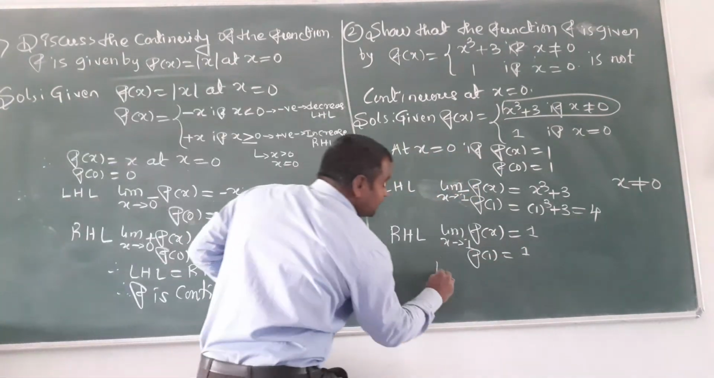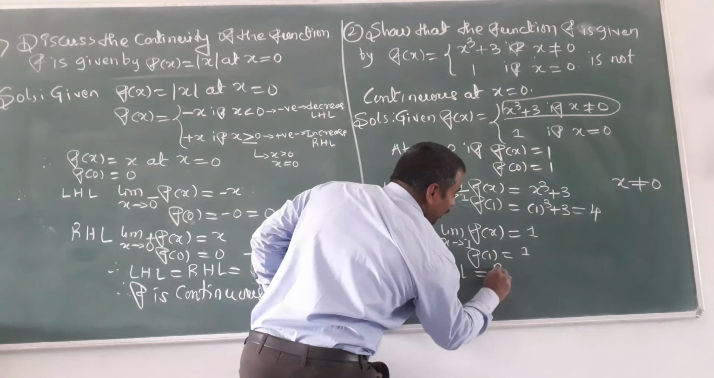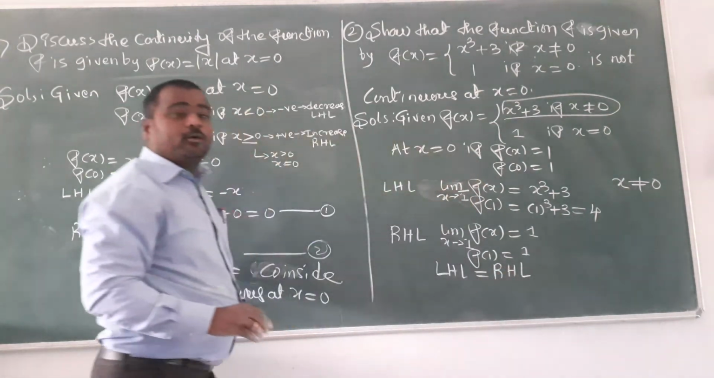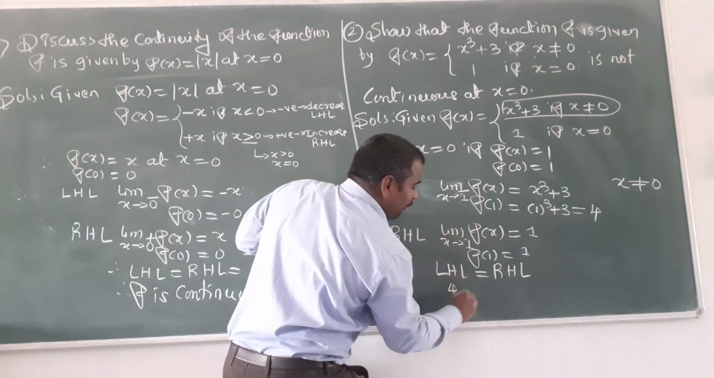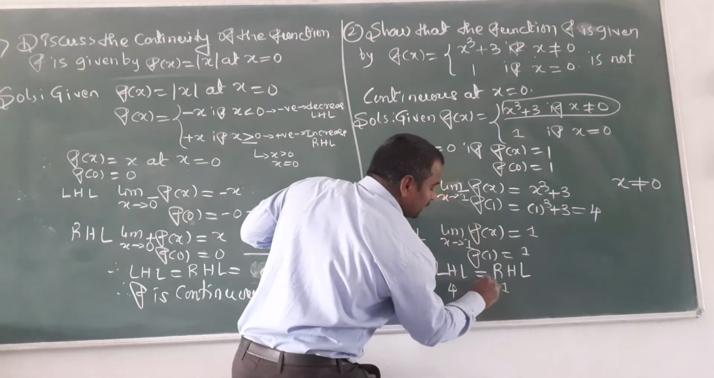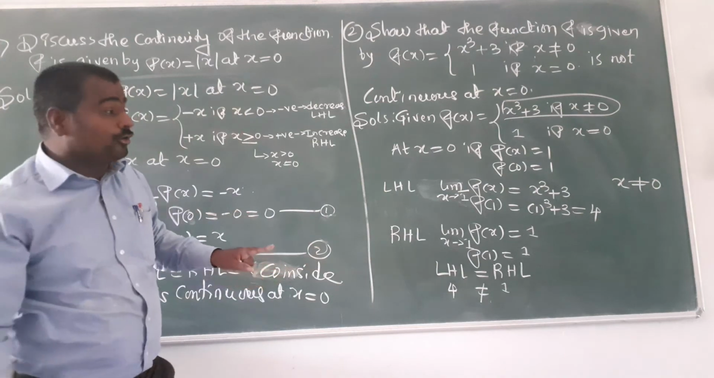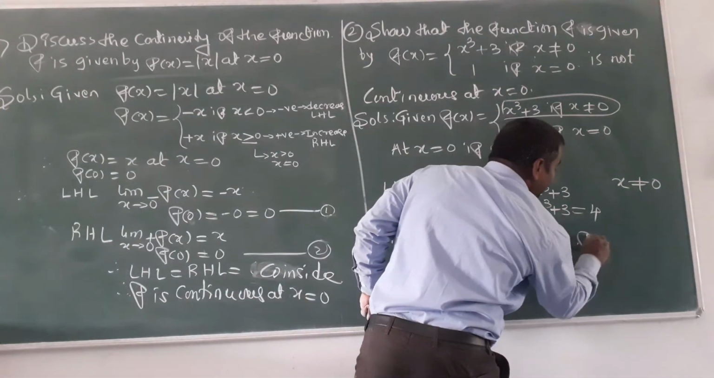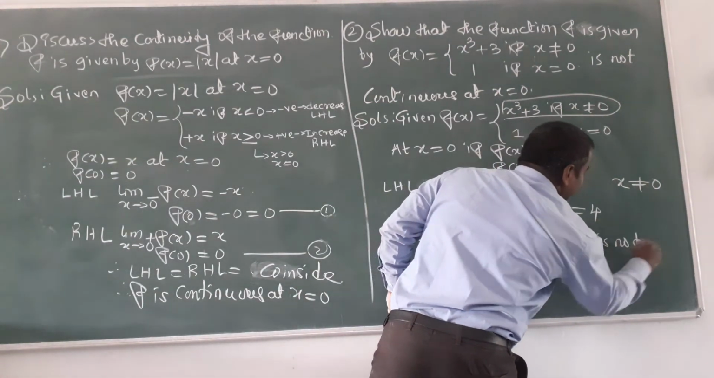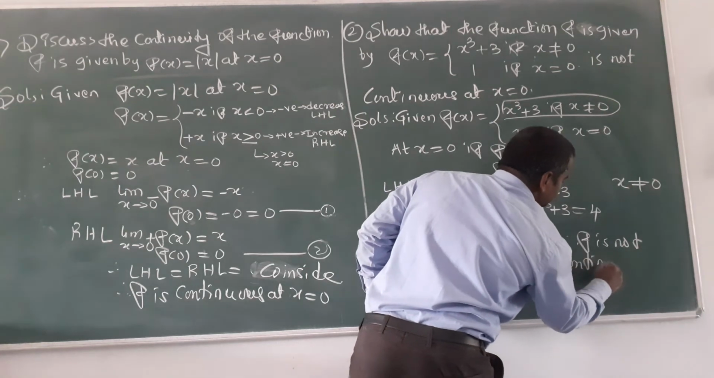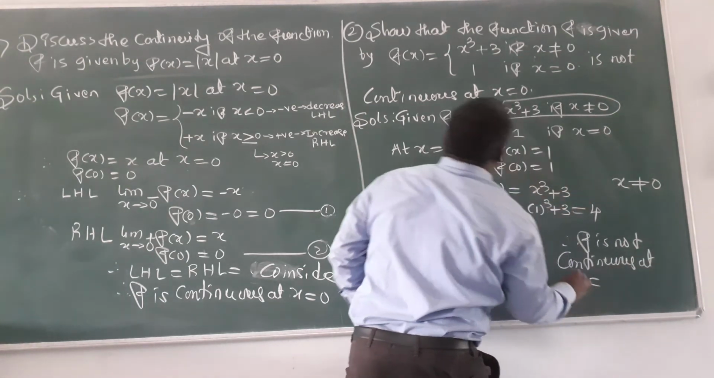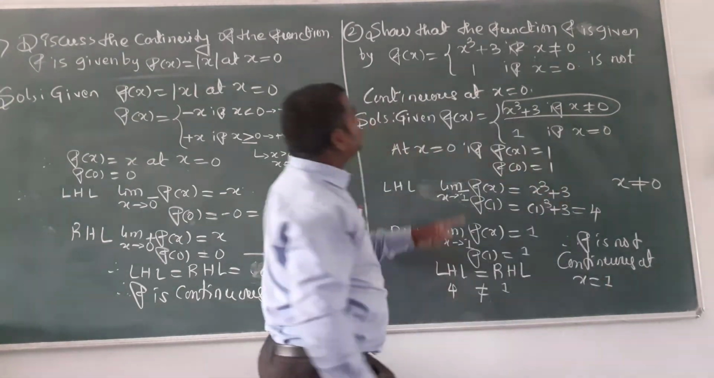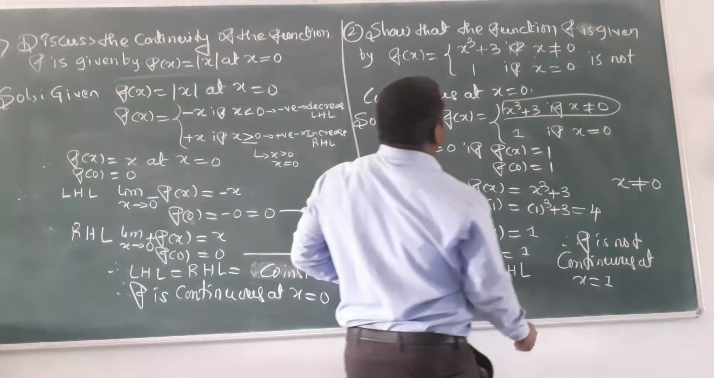So LHL is equal to RHL. What is the result? 4. So LHL is 4. RHL is 1. So look at this one. Therefore, f is not a continuous at x is equal to 1. So hence, x is equal to what is the value?